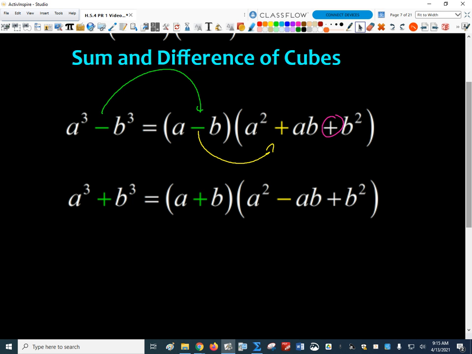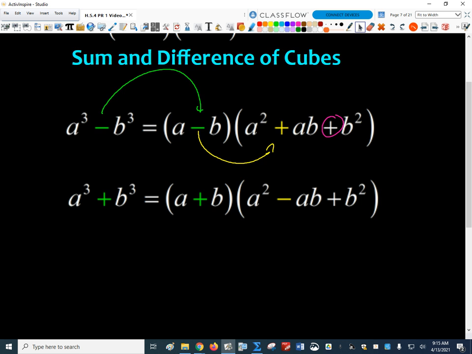Here's the pattern. If it's a difference of cubes, so a cubed minus b cubed, then the sign in the linear factor is minus, and that's always going to be that way. If it's a cubed minus b cubed, then it's an a minus b. Then it flip-flops, it alternates. So the first operation in your quadratic factor is a plus in this case. And the last one is always a plus b squared, always positive. It goes same, opposite, plus every time. Same, opposite, plus when you're doing sum or difference of cubes, okay?